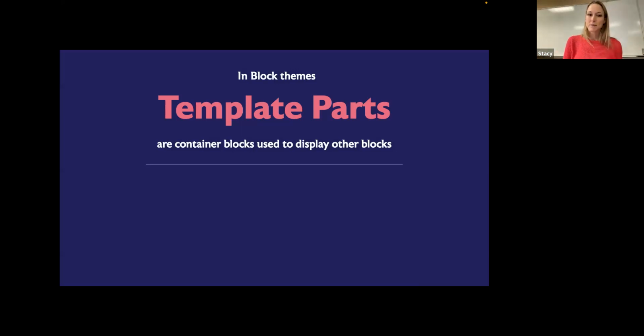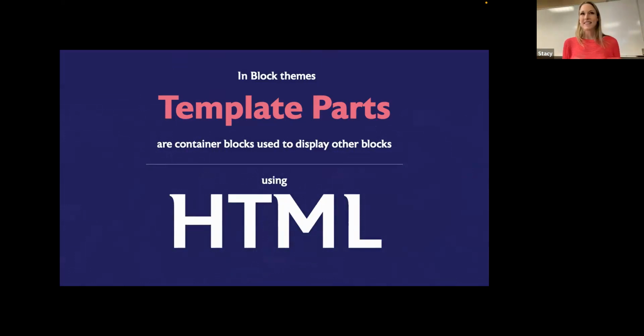So in block themes, template parts are still container blocks used to display other blocks using HTML. If you'd like, you can still use PHP, but they give you the option to use HTML for the template parts. Those HTML files will be stored in a folder called parts. So you have to have that structure for it to know where to go grab it. Again, you can create these template parts in the editor, copy everything, paste it, save it as whatever.html in that parts folder, and now you have a template part.